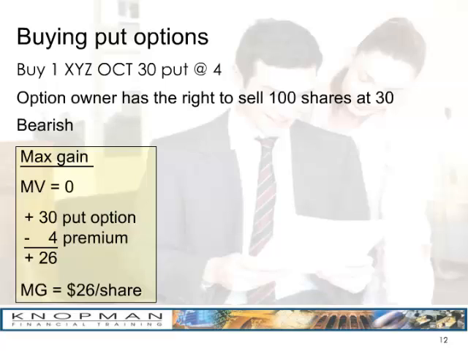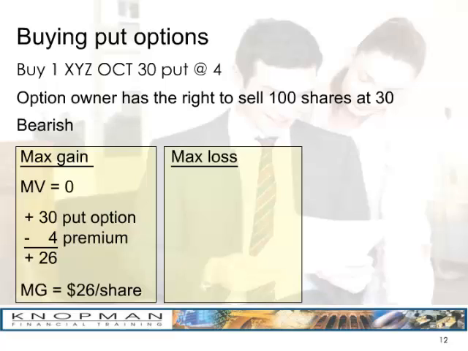How about our maximum loss? When are we going to lose money? Well, let's say the stock goes up. Let's say it goes up to 100 again. Make the math nice and easy. At a market value of 100, we have the right to sell the stock for 30. Would you want to sell stock for 30 if it was actually worth 100? The answer is no. Absolutely not. So in that case, you let the option expire.